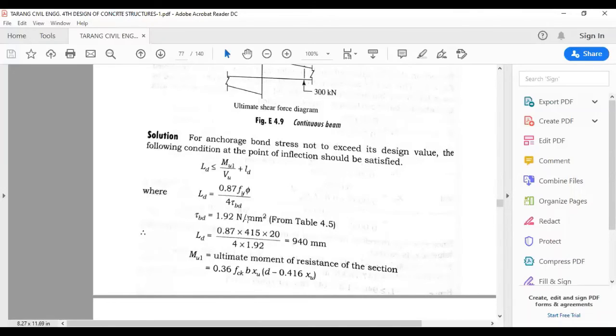Ld should be less than or equal to Mu1 upon Vu plus Ld.